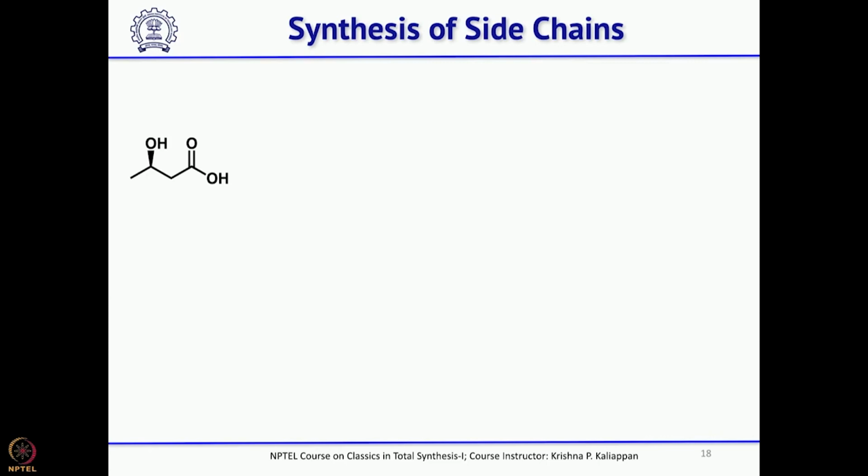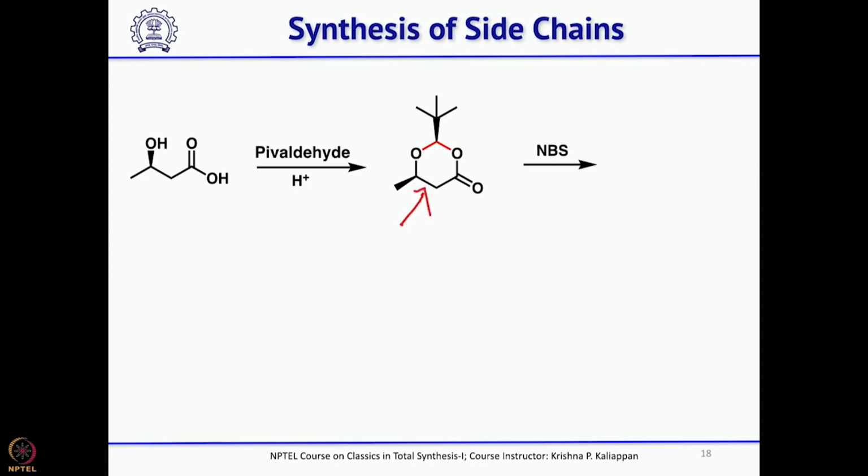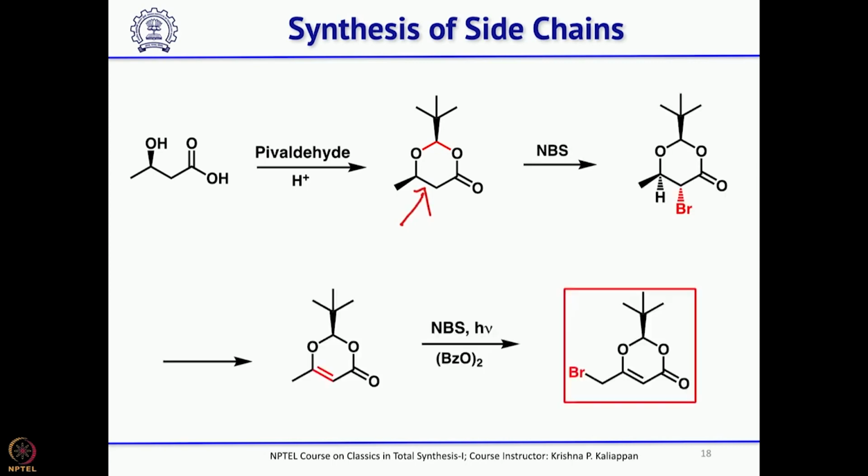He started with beta hydroxy carboxylic acid. This, upon treatment with pivalaldehyde in the presence of acid, gave this protected compound. Now, he wanted to introduce a double bond here. So that was done first by bromination followed by elimination. He got the double bond, and still you can see there is one stereocenter. Then the allylic bromination was carried out with NBS under photochemical conditions.